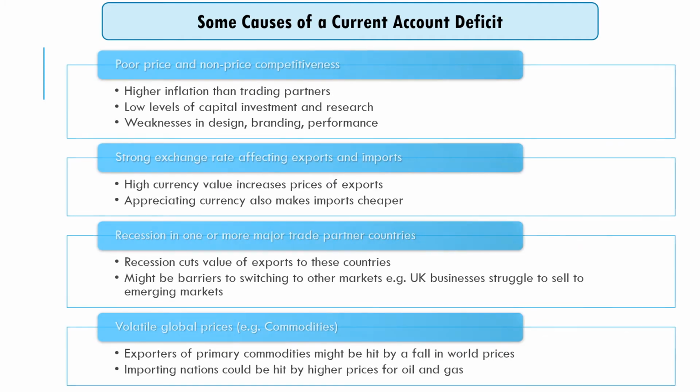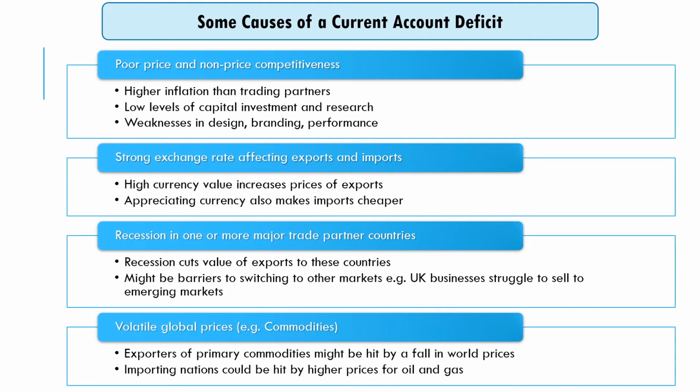So a little bit more detail on some causes of current account deficit. We've talked about price and non-price competitiveness. So you might want to take some of this down: maybe higher inflation or low levels of investment and research, maybe weaknesses in the businesses in terms of design, branding, performance. We've talked again about the strong exchange rate and the impact of that. Recession in one or more trading partners might cut the value of exports. And also global commodities prices being volatile often hit the exporters of primary commodities particularly.